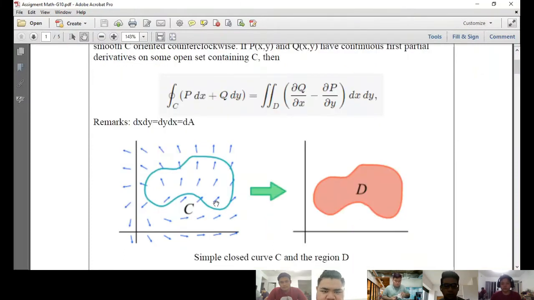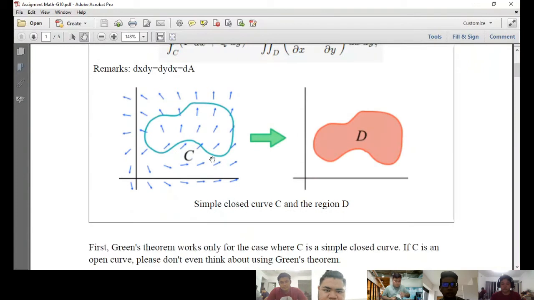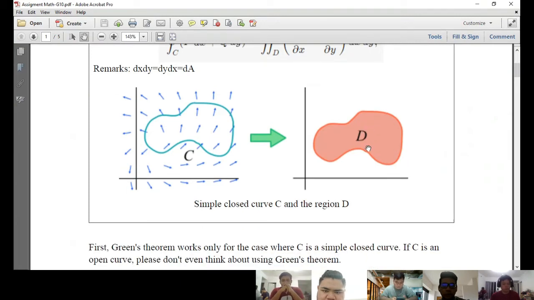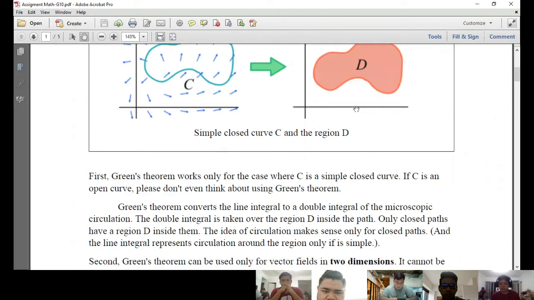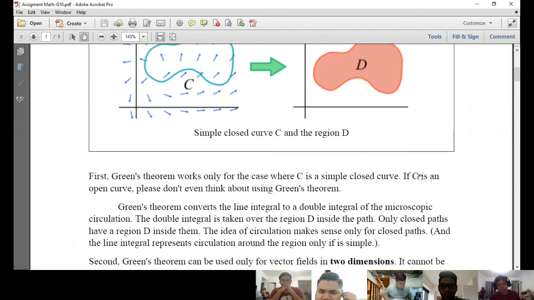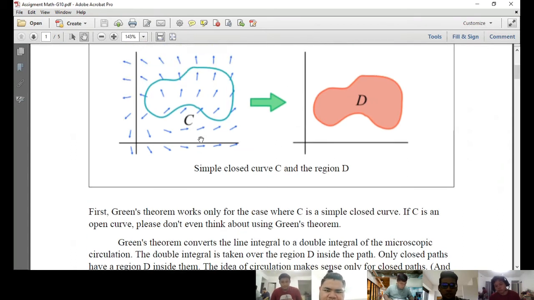This is a sketch example for you to better understand. This represents the region of the shape, the closed curve C and the region D. First of all, Green's theorem works only for the case where C is a simple closed curve. If C is an open curve, please don't even think about using Green's theorem.